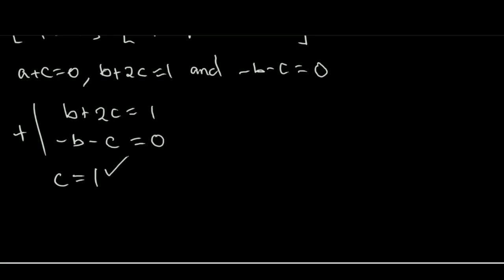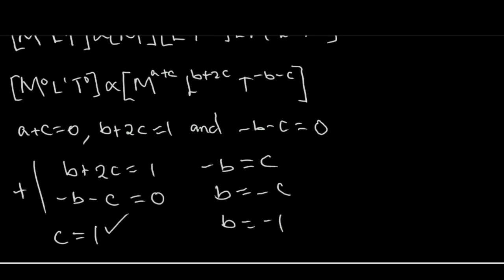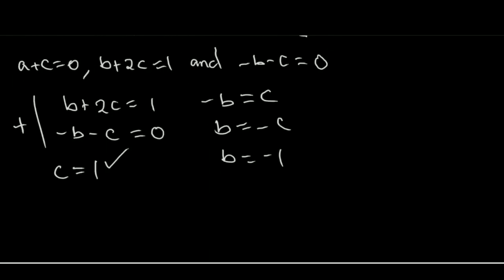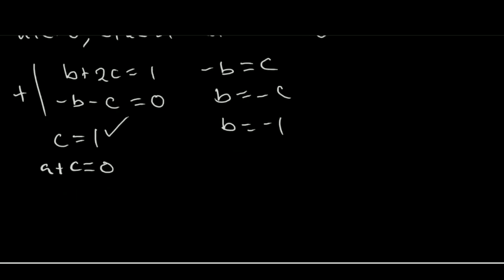We can choose between the first and the second. The best is the second, which is negative b minus c equals 0. Push negative c to the other side and it becomes c, so b equals negative c, which means that b is equal to negative 1. Right. Now we go back to the other equation which has a. This one is a plus c equals 0. From here, you make a the subject of the formula. So a will be equal to negative c. And since you know c is 1, our a will be negative 1.